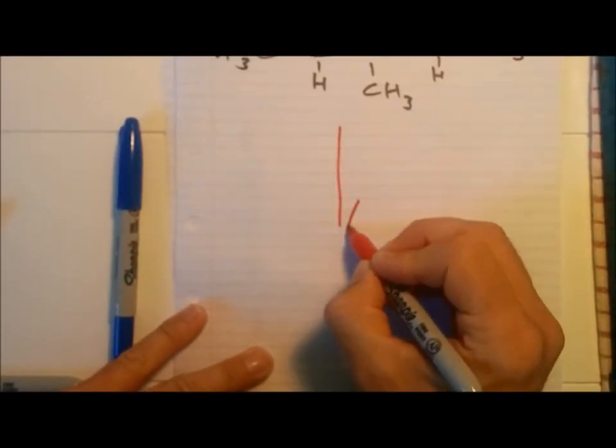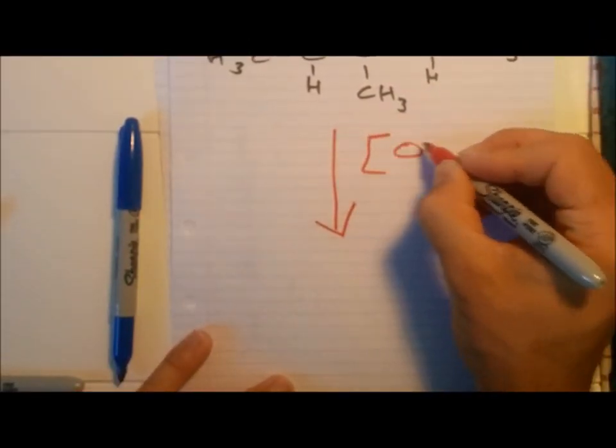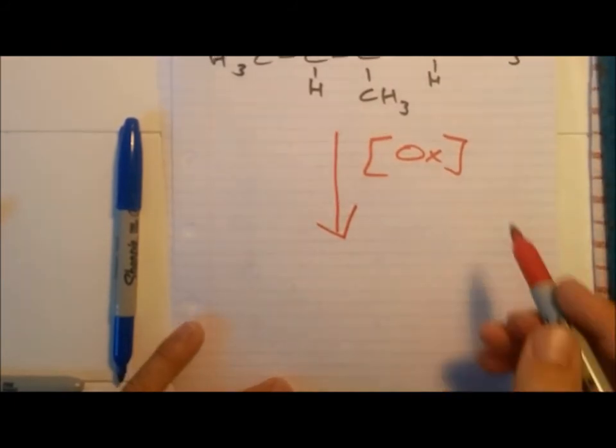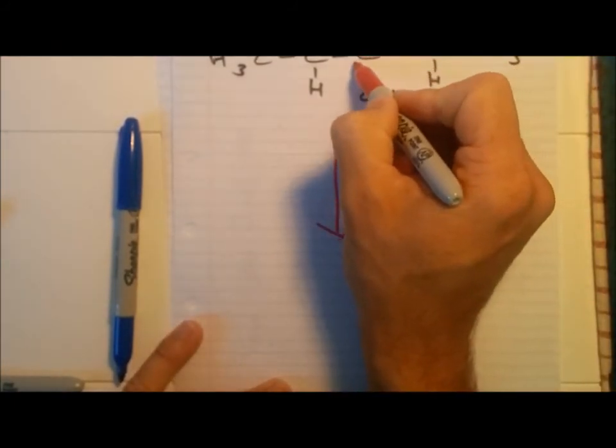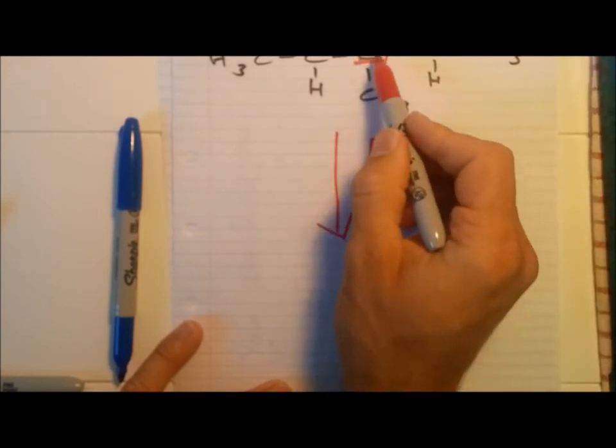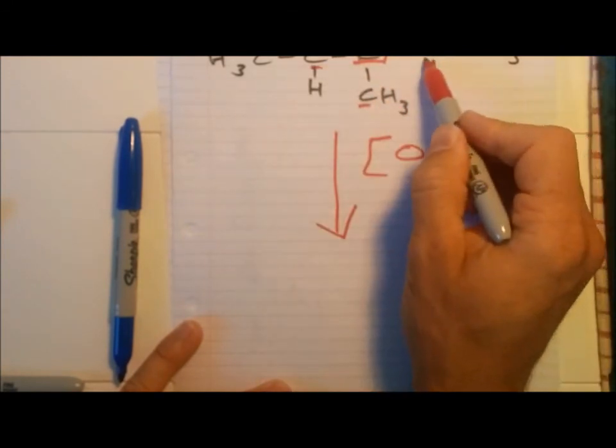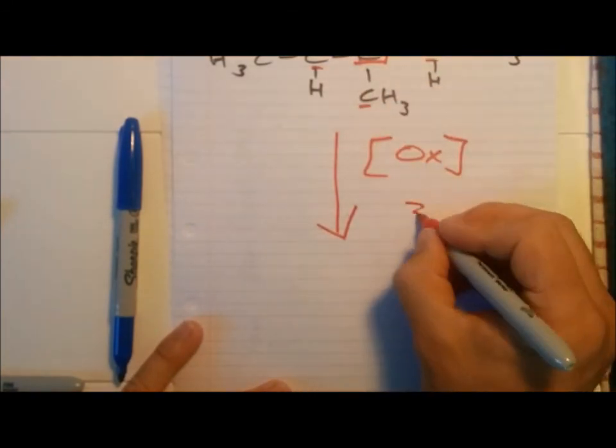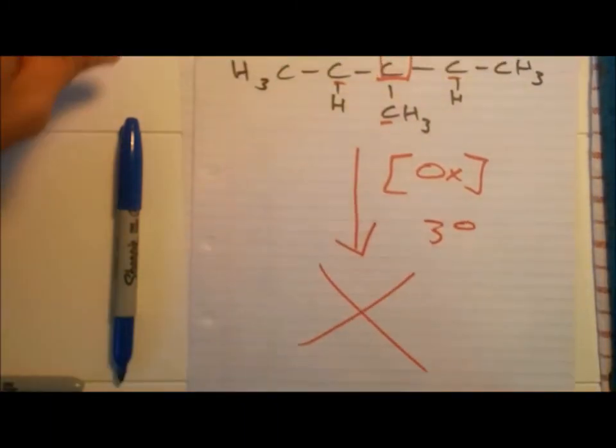Next example, with our oxidizing agents, same as before. If you look at it, this is our carbon here. It's joined to 1, 2, 3 other carbons. So this is a tertiary, so it will not react.